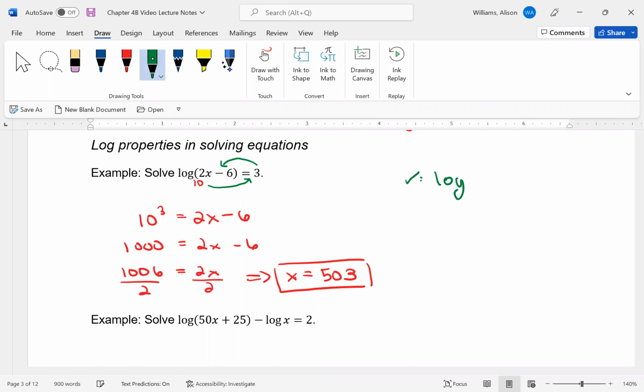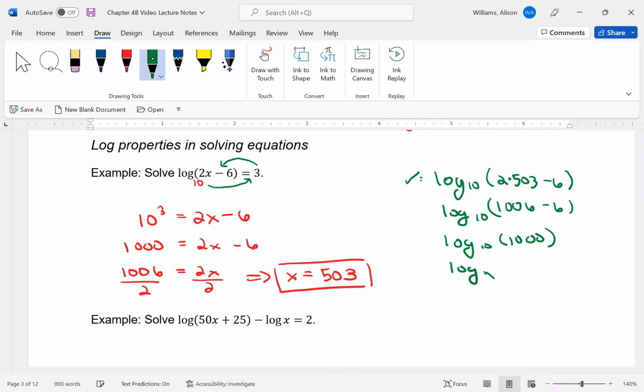So if I plug my answer in, this would be 2 times 503 minus 6. And then 2 times 503 is 1,006, minus 6 is 1,000. And now I have log of 1,000. So I'm going to rewrite 1,000 so it has the same base, 10 to the 3. So that equals 3, which is what the equation said. See? Boom, boom, done.